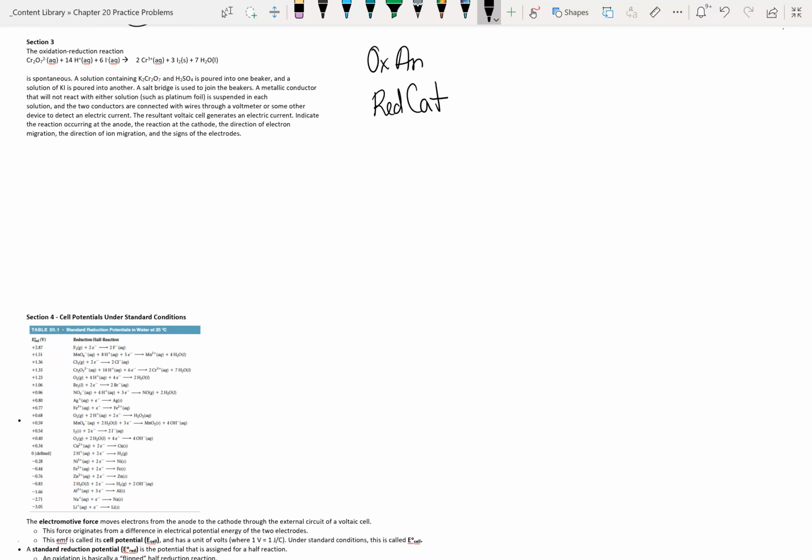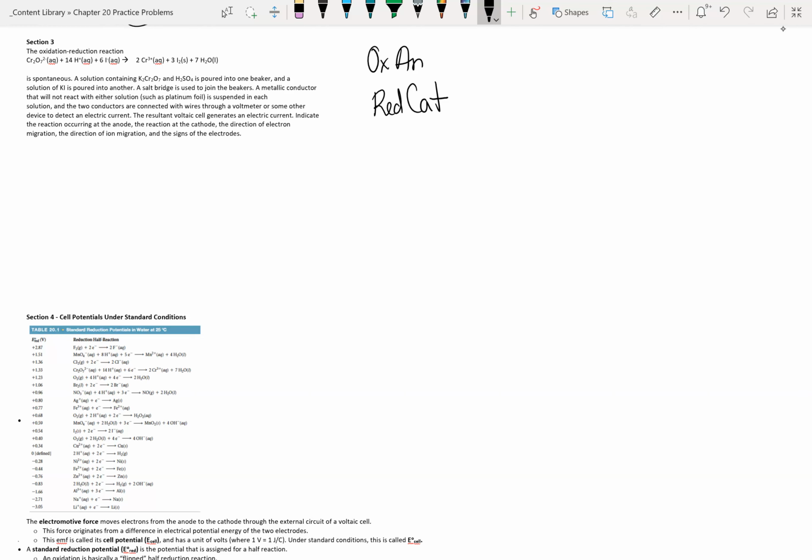Okay, so I wrote myself a little reminder for how to assign anodes and cathodes. What I want to do is remind myself by writing out some kind of a mnemonic, just like OIL RIG. So I write "An Ox" and "Red Cat." What that means is oxidation happens at the anode and reduction happens at the cathode.